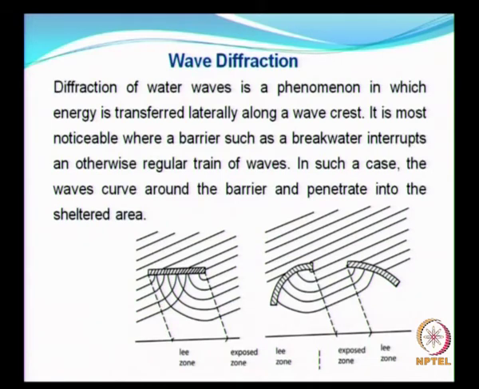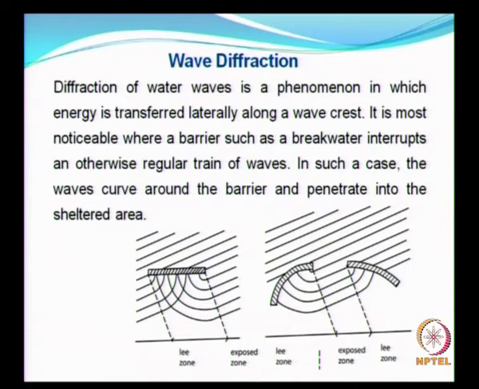meet an obstruction. An obstruction can be artificial breakwaters, natural reefs, submerged reefs or emerging reefs, or even trenches and ridges, which will lead to the waves getting diffracted. So we will try to understand what exactly is this phenomena by these two examples.